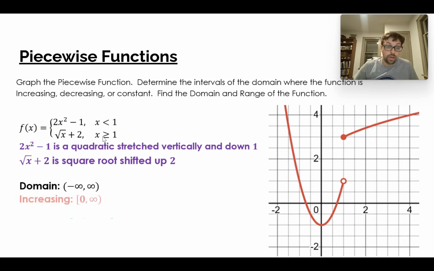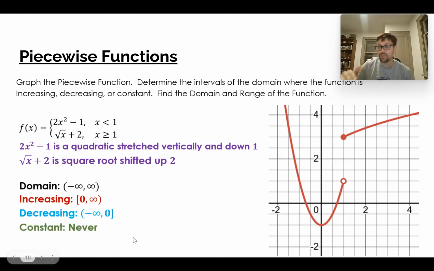With our increasing, we can see we're increasing from 0 to infinity, and we really make an increase here as we jump from the quadratic into the square root. This thing is decreasing until it reaches the bottom of that concave up section, so negative infinity to 0. And then this thing is never constant because it's always curved somewhat. Square root kind of flattens out, but it is still roughly increasing and never becomes perfectly flat.